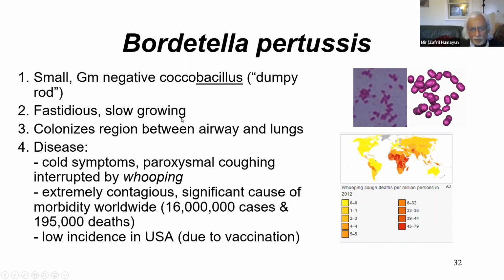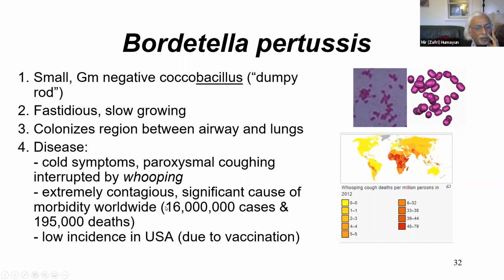It's a fastidious, slow-growing organism. Fastidious means demanding in what it needs in the media to grow. It colonizes the region between airways and lung, so obviously this is an aerobic organism as well. The symptoms are like cold symptoms, but it's characterized by a characteristic spastic cough called whooping cough.